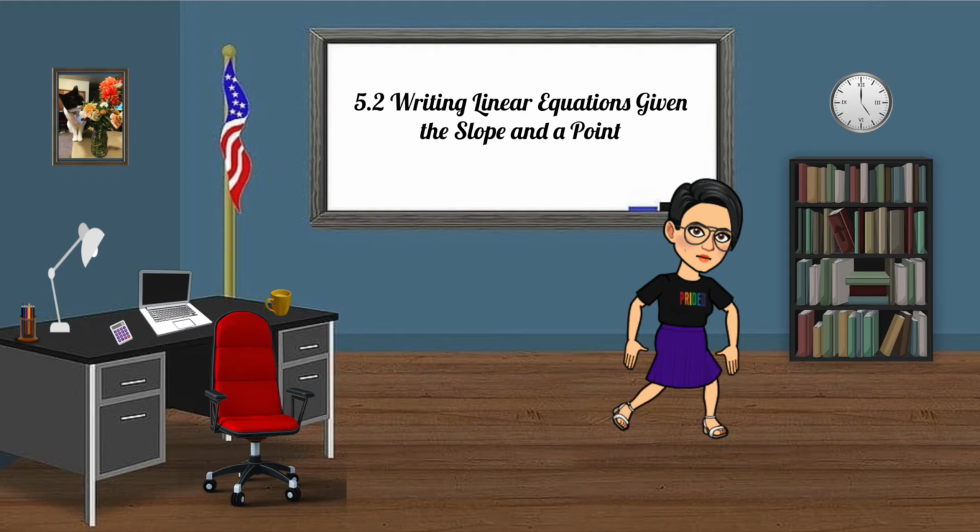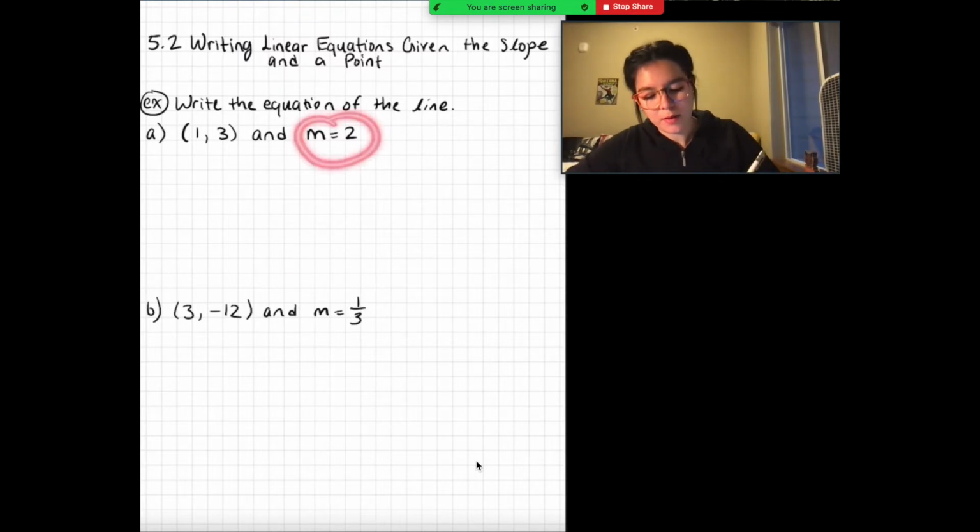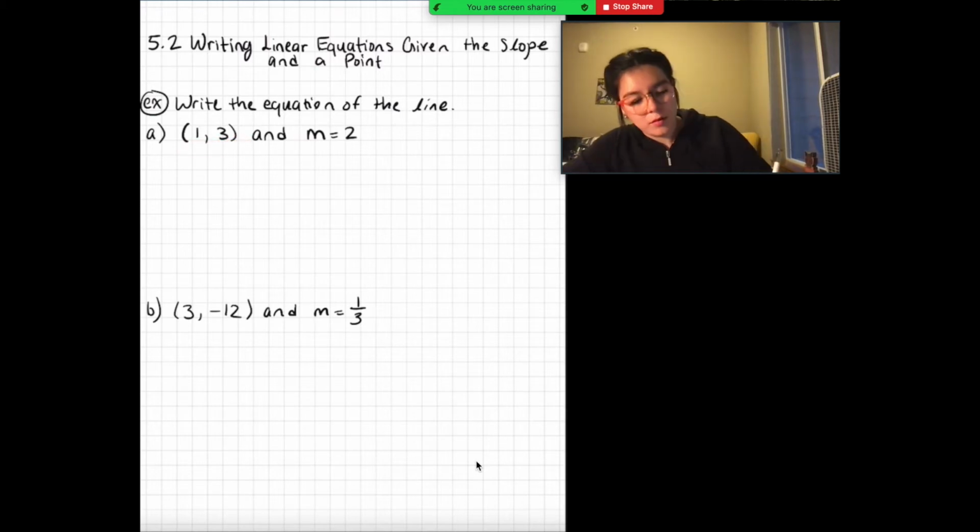Hey everyone, in this video we're going to be going over how to find the equation of a line given the slope and a point on the line. In 5.1 we were given the slope and the y-intercept and we were asked to write the equation of the line. In this case we're only given the slope, we're not given the y-intercept, but we're given a point. Remember that a coordinate point is an x-coordinate and a y-coordinate.